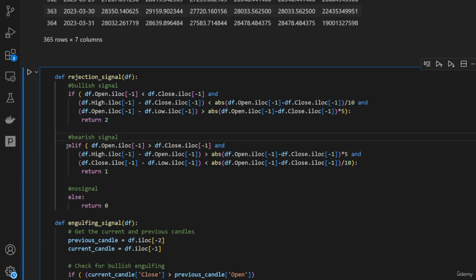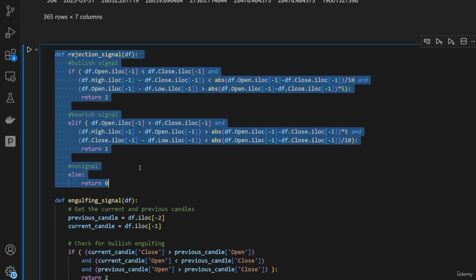For the bearish signals, it's the opposite. The upper tail is greater than 5 times the body of the candle, and the lower tail is the short one. It's lower than the body of the candle divided by 10. And in here, we return 1 because this is the bearish signal. And in any other case, we don't have any signals, so the function will return 0. So this is our first rejection signal, and we can test it already.